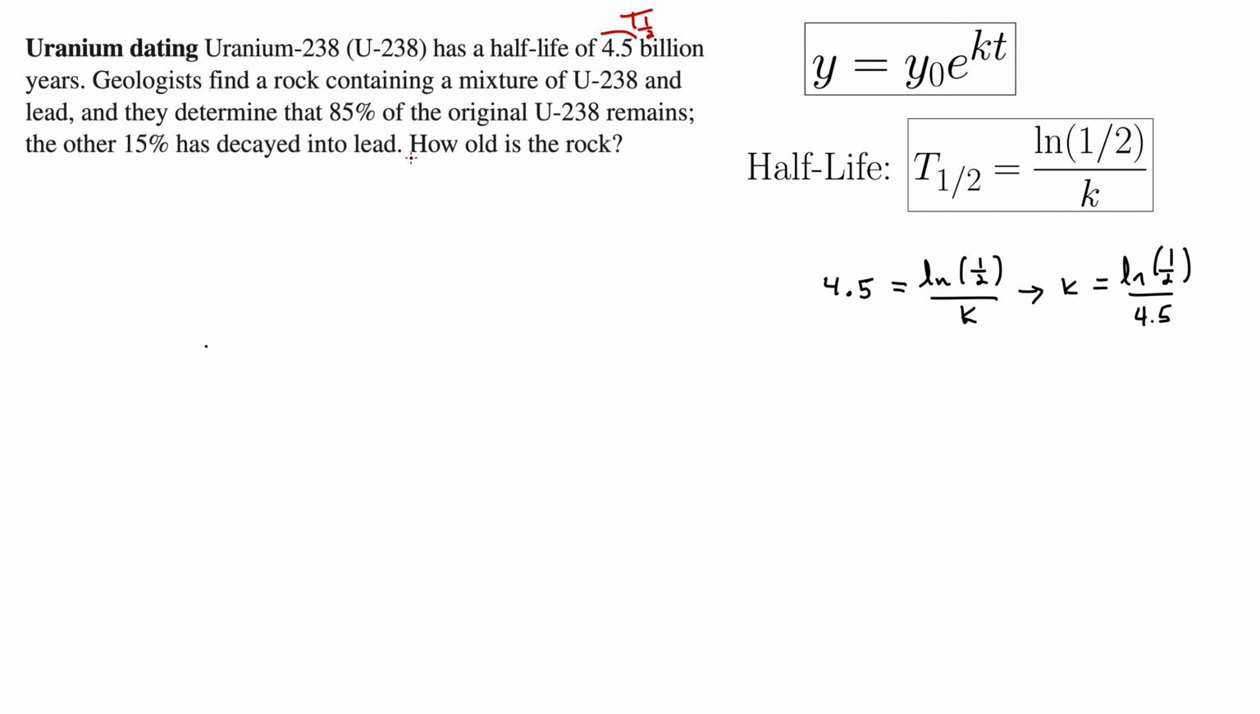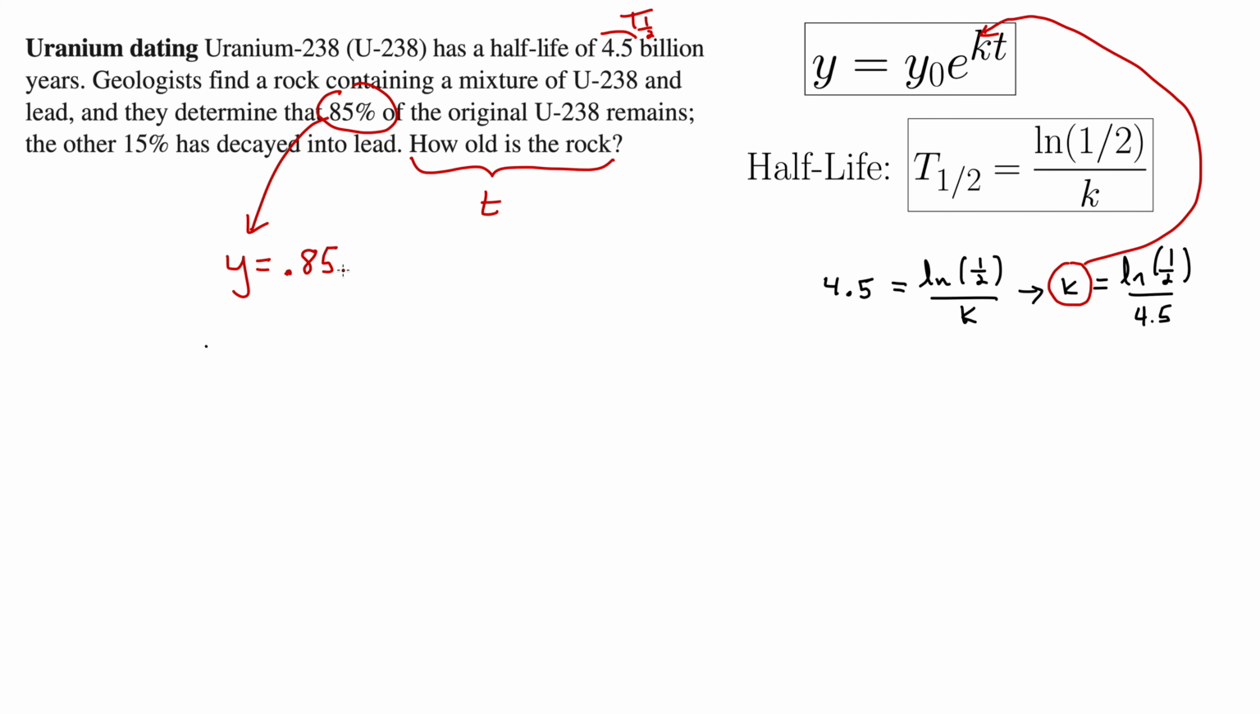The question is asking how old is the rock, so what we'll be solving for here is t. So we'll take this k that we've solved for down here, plug it in for the k up here. Well, let's take a look at these y's and y naughts. We have 85% of the original U-238 remains. So that tells us that the current amount is 0.85, 85% of the original amount, y naught. So we plug that in up here for y.